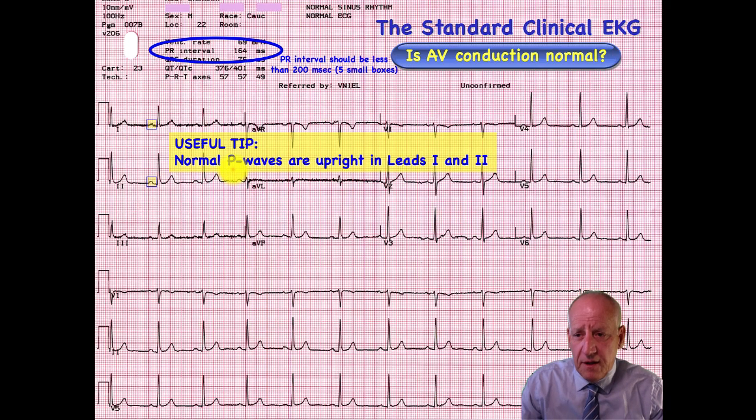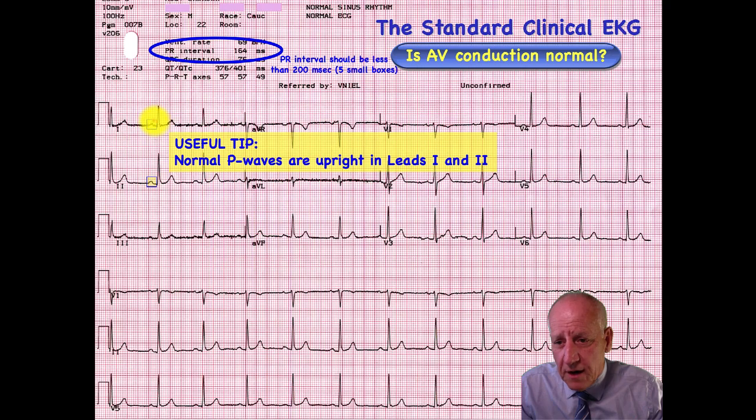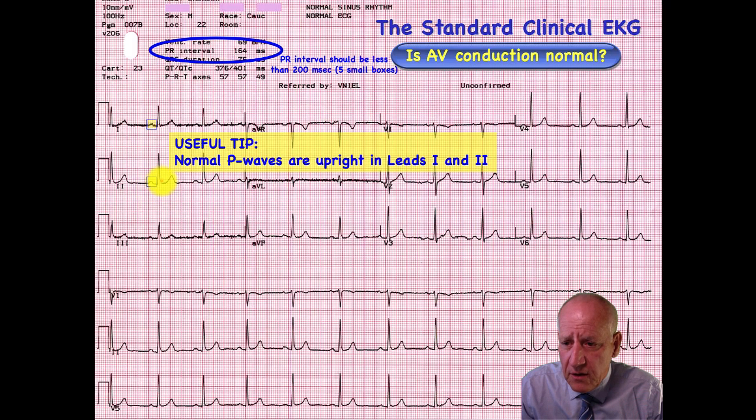Keep in mind that if the heart is healthy and being paced by the SA node, the P waves will be upright in leads 1 and 2, because atrial depolarization will proceed from the SA node pointed down toward the left hip. So if the P waves in lead 1 and lead 2 are upright, then we can be pretty sure that the SA node is pacing the heart normally.